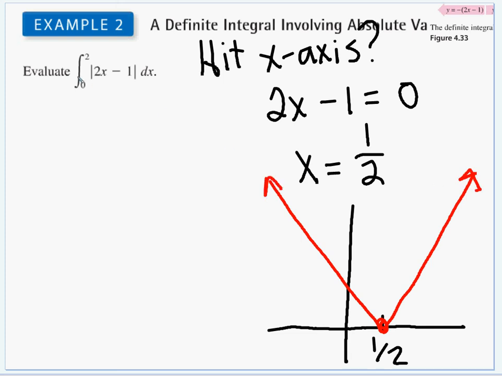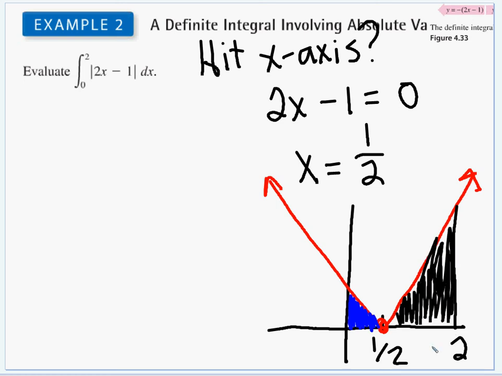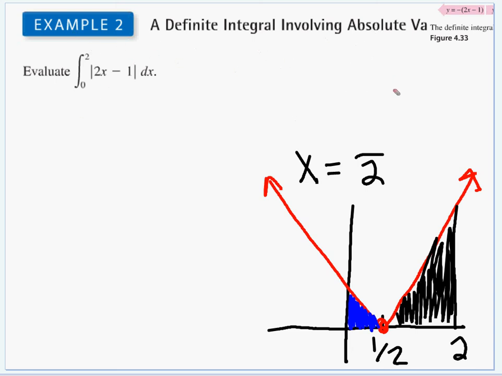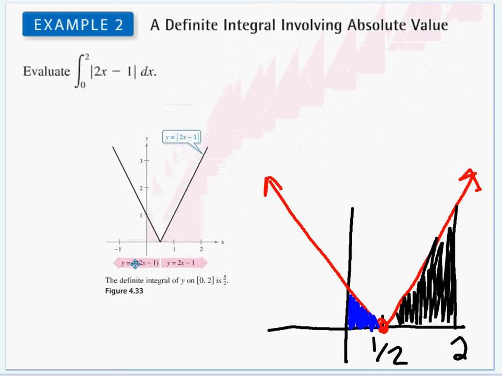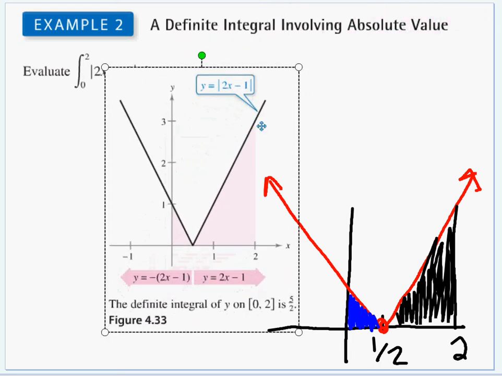And we want to find the area from 0 to 2. And since we're bouncing off the x-axis at a half, we're going to find this area. And then, somewhere over here would be 2. We're going to find this area. So because of the nature of this graph, we're going to have to break this definite integral up into two integrals. And I see up here in the corner the book might have a little better picture than me. Yeah, let's use this one.